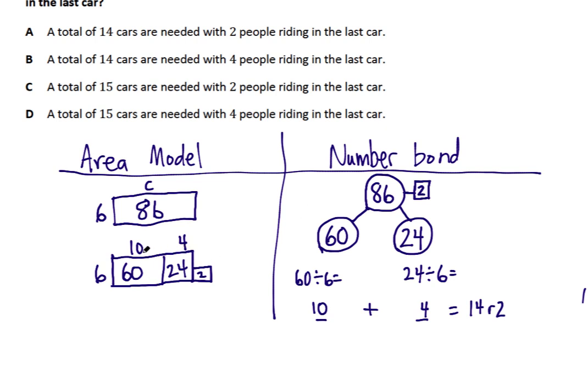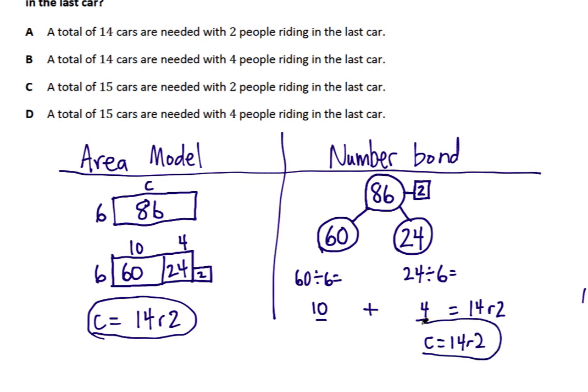So if you add your two quotients up here together, we get 14. I'll just put C equals 14, and then this part right here, this is what 6 cannot fit into, so I'm just going to say remainder 2 left over. So this is our answer. We showed it two different ways. I'll put C equals 14, remainder 2 over here too, just so you can see.